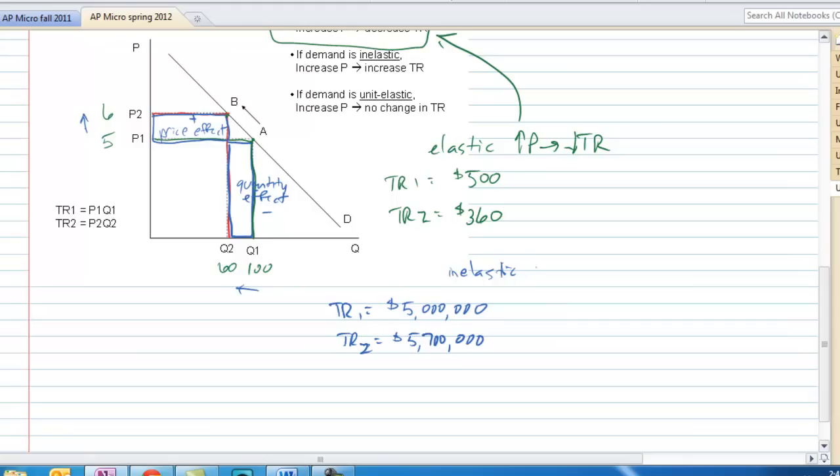So with inelastic demand, if you increase the price, people are still going to buy it. They're not going to decrease their buying as much as the price is increasing. So an increase in price leads to an increase in total revenue. Again, that just matches the rule that's written right here. And then note in the case where demand is unit elastic, then the price and quantity effects will be equal and there will be no change in total revenue.